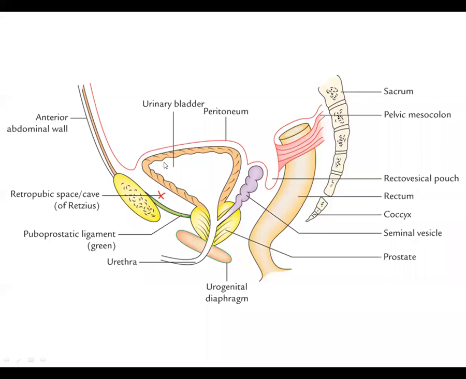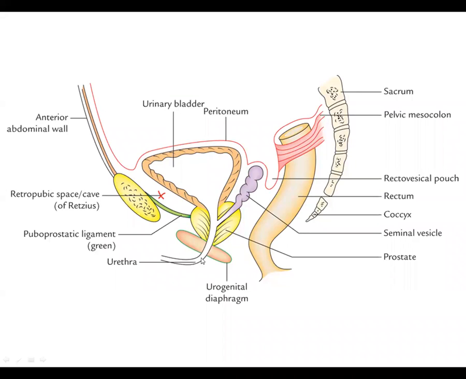So the superior surface of the urinary bladder is covered with the peritoneum, and then this peritoneum covers the small upper surface of the posterior surface of the urinary bladder, and then it is reflected on the rectum. So this pouch of peritoneum between the urinary bladder and rectum is called the rectovesical pouch. Okay, so you can see here, this is the rectovesical pouch. So below the urinary bladder, you can see this is the prostate, and then this is the urethra.